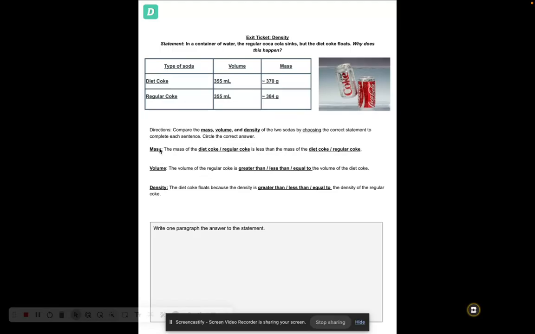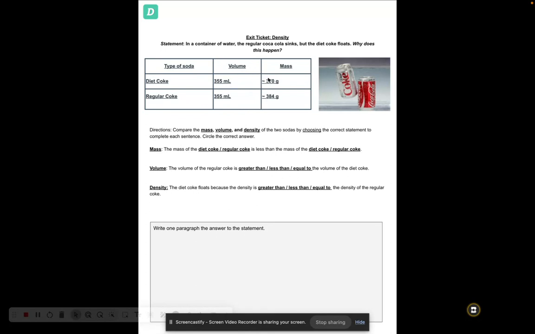For the first part in here, it says the mass of the Diet Coke is what? Is it Diet Coke or regular? It's less than the mass of the Diet or regular Coke. So the answer is right there. For the volume, what do you think is happening in here? Is it greater than, less, or equal?